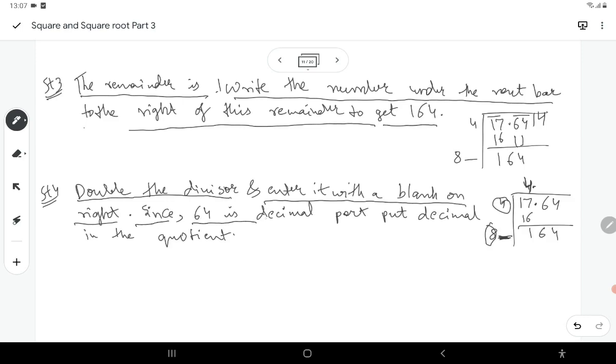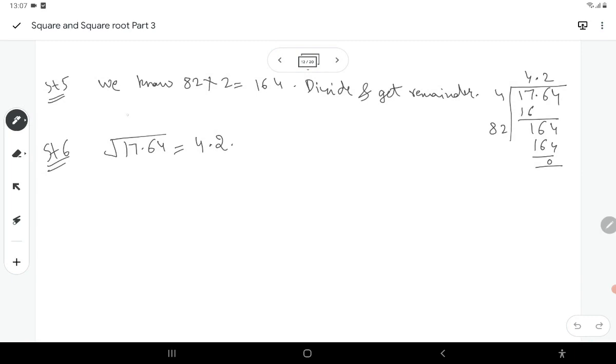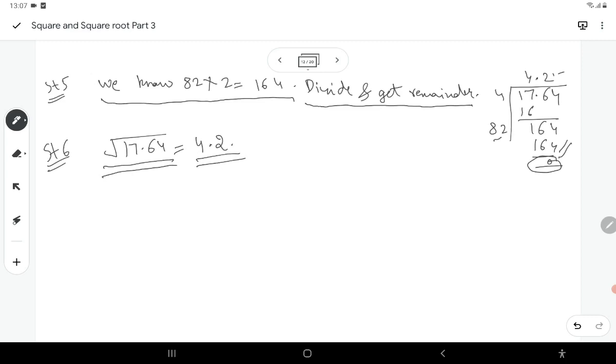Now since 64 is the decimal part, put the decimal point in the quotient. So the quotient becomes 4 point. Now next step is, we know that 82 2s are 164, which we need. Finally divide and get the remainder. So 82 2s are 164 and finally the remainder comes as 0. So the square root of 117.64 comes out to be equal to 10.8.